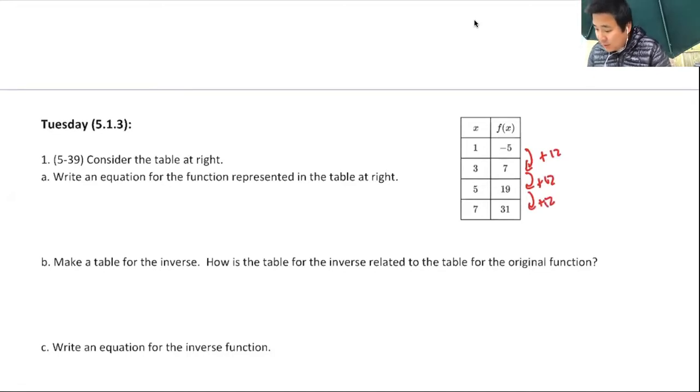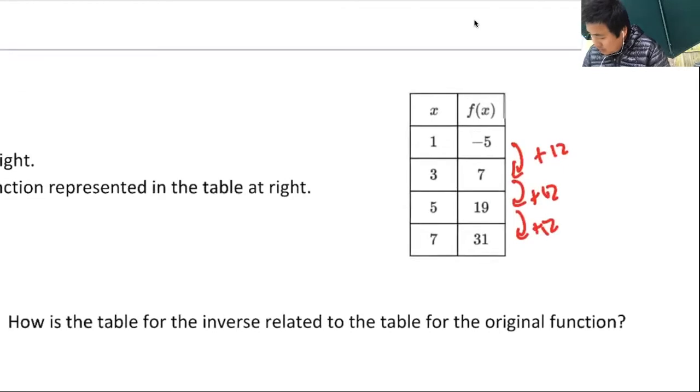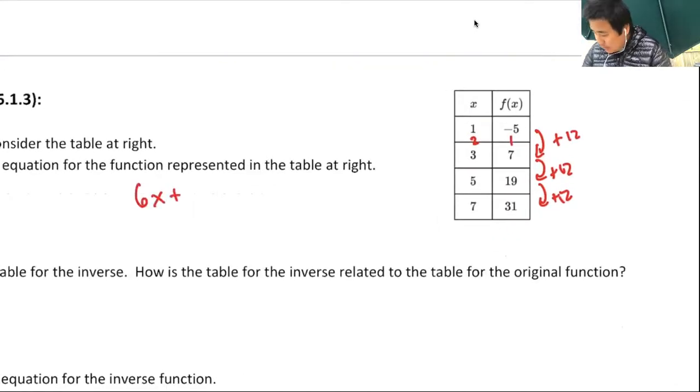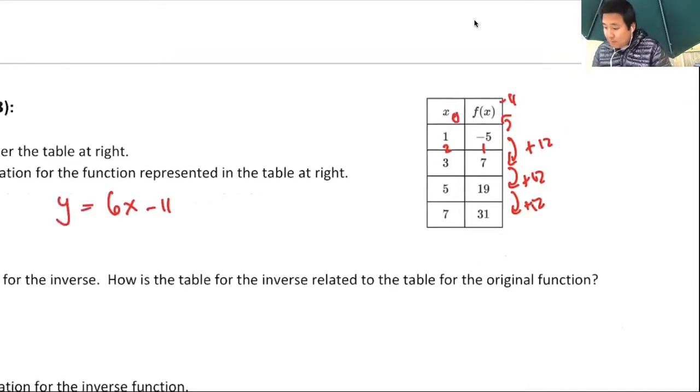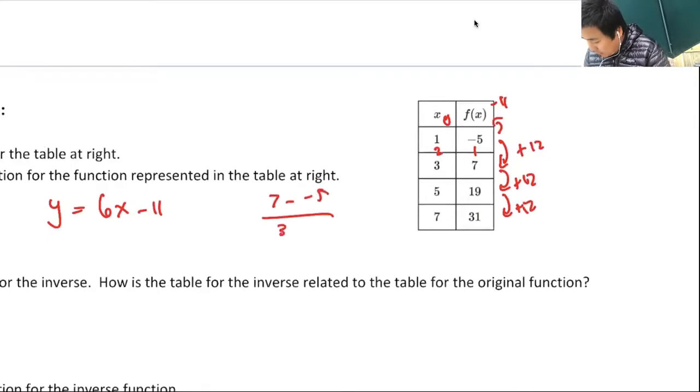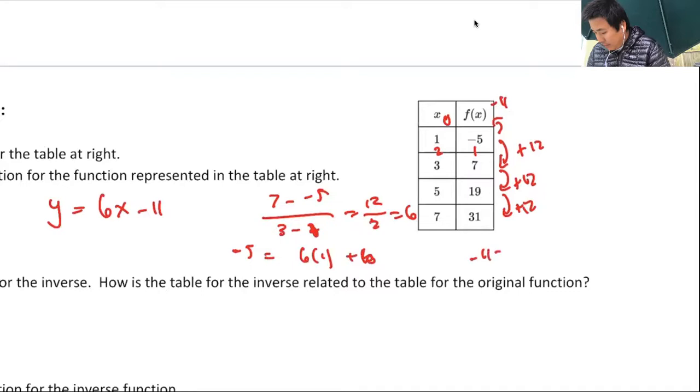So the slope is, so I think the change to go from 1 to 2 is plus 6. So it's like 6x plus, and then to go to 0, you go minus 6, which is negative 11. Minus 11 equals y. So if you want me to do that using slope, you could do 7 minus negative 5 over 3 minus 2, which is 12 over 3 minus 1 over 2, which equals 6. So that's the slope. And then you could do negative 5 equals 6 times 1 plus b, and then you get negative 11 equals b.